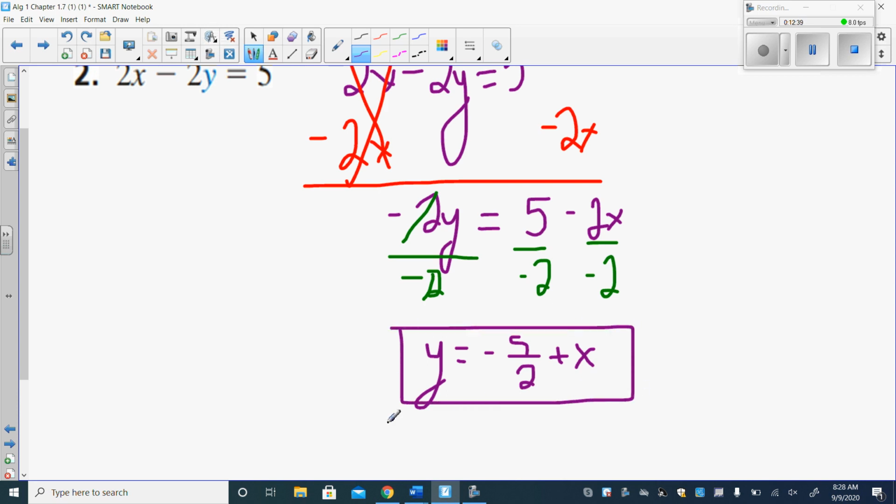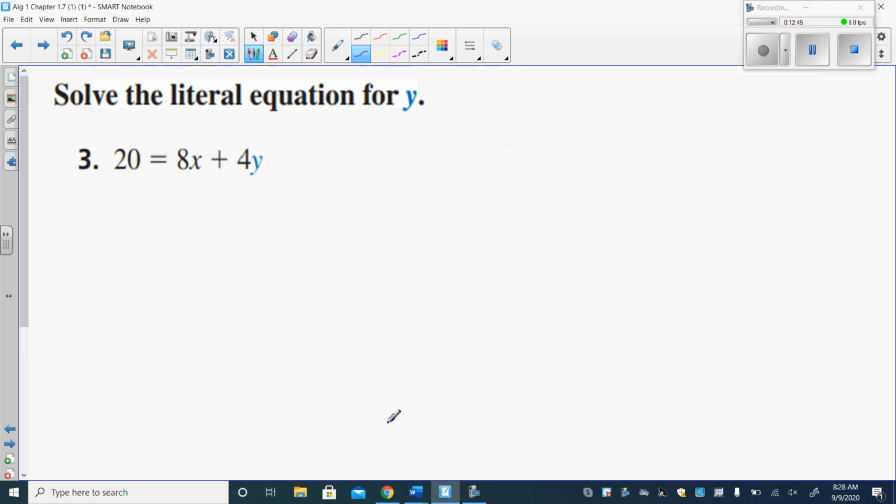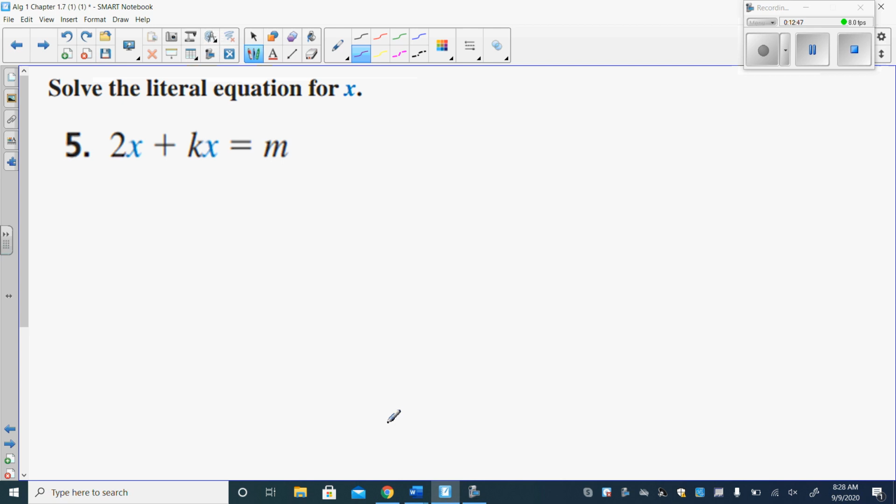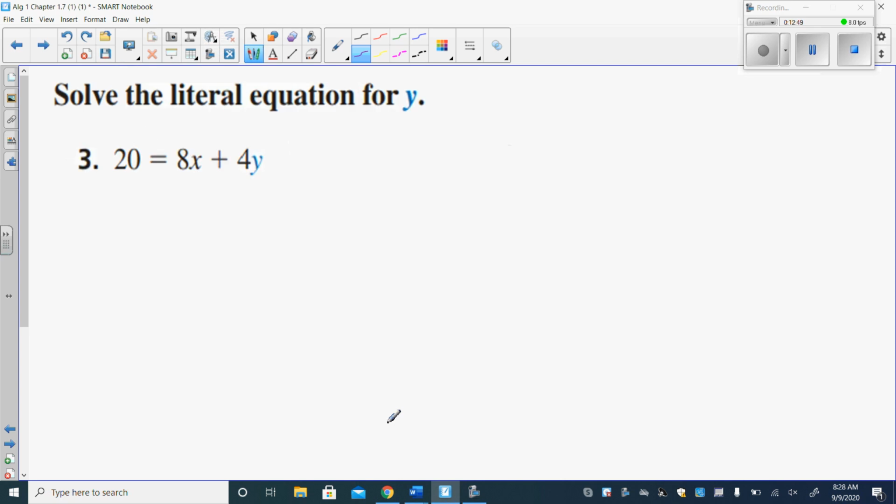So we have this here, y is equal to negative 5/2 plus x. And that's all we have to do for this one here. So we're going to look at one more here, and we'll see what the rest of them are. But so here, again, they just want to solve it for y.